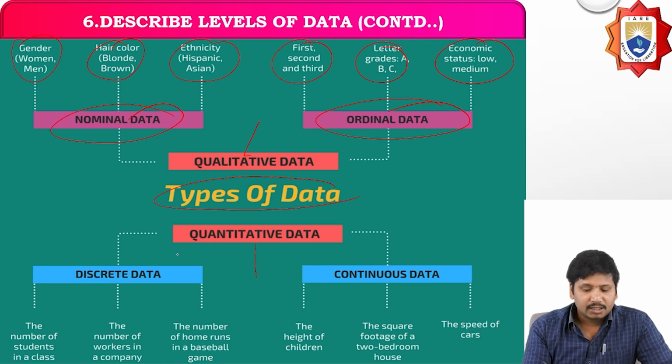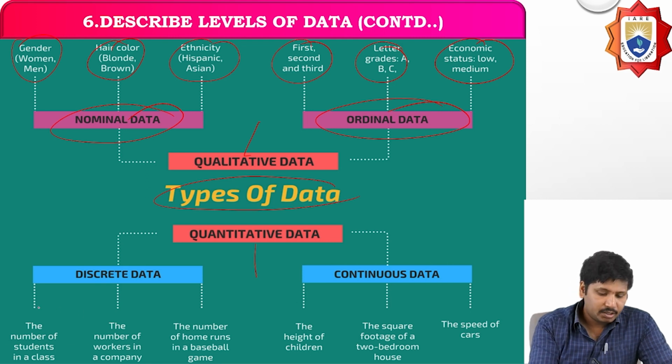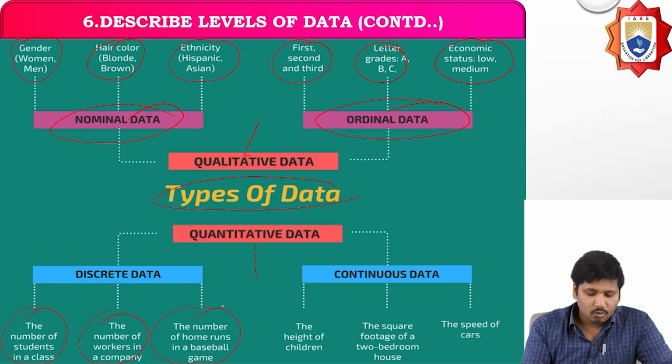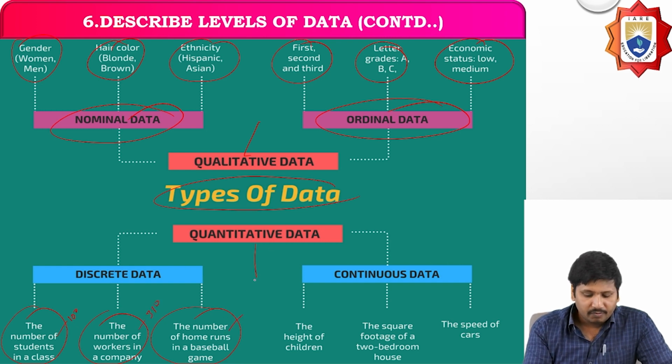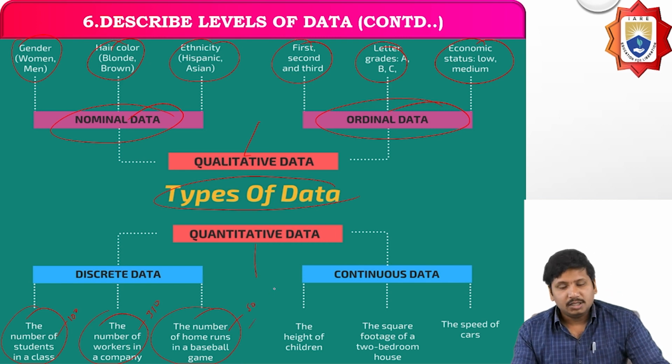And the next one is discrete data. Discrete data is one type of quantitative data. That means the number of students in the class, the number of workers in the company, the number of home runs in a baseball game. Discrete means we have some particular measurement: the number of students in the class will be 300, the number of workers in the company is 350, the number of runs in a baseball game should be 50, like this. So these numbers come under discrete data.